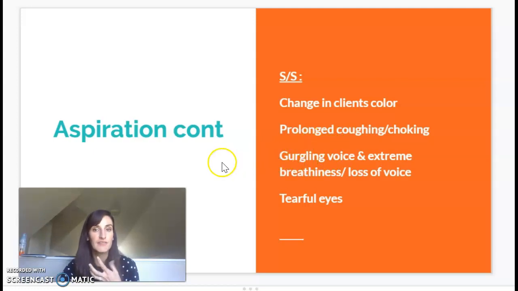Sometimes they get the gurgling voice or extreme breathiness and loss of voice. Usually your eyes will start to water and you're thinking, I wish I could just get it together. And that's what that's about, okay? So that's considered aspiration.